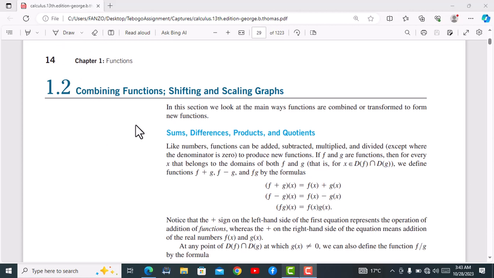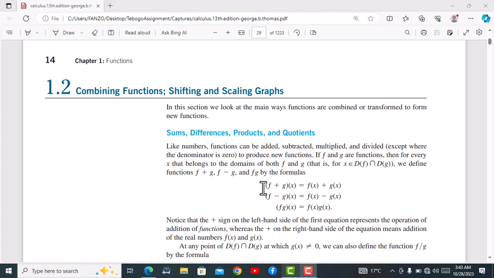We are now in section 1.2 of Calculus, 13th edition by George Thomas. We are looking at combining functions, shifting these functions, and scaling the graphs. We will look at sums, differences, products, and quotients of these functions as they undergo the transformations. Like numbers, functions can be added, subtracted, multiplied, and divided, except where the denominator is 0, to produce new functions.